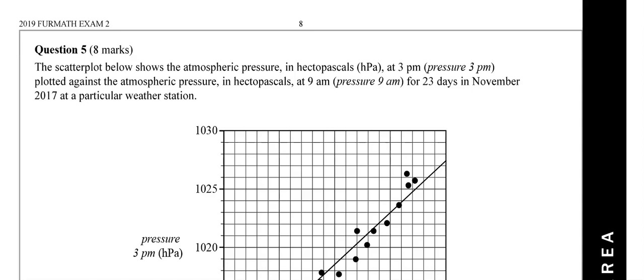In this video, we're going to work through 3 past VCAA questions, focusing on least squares regression equations and the applications of them. So in this first question from the 2019 Further Maths Exam 2, we have a scatter plot below showing the atmospheric pressure in hectopascals at 3 p.m. plotted against the atmospheric pressure in hectopascals at 9 a.m. for 23 days in November 2017 at a particular weather station.